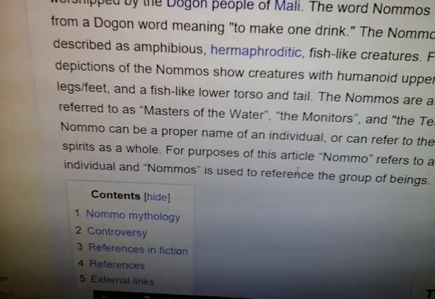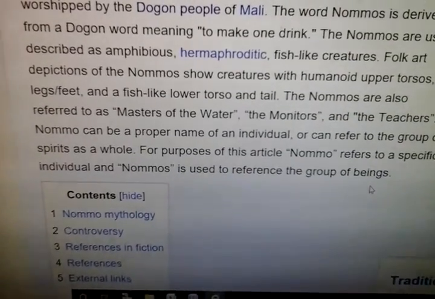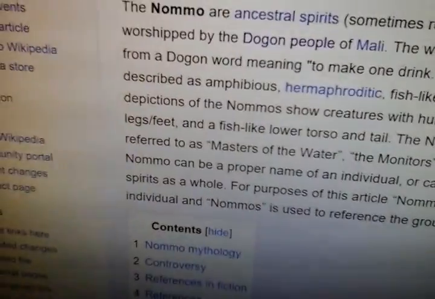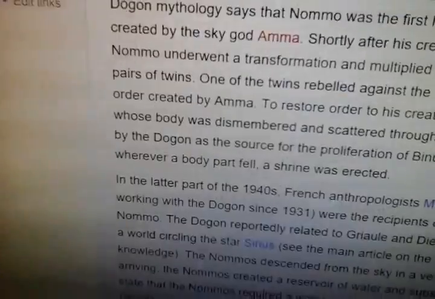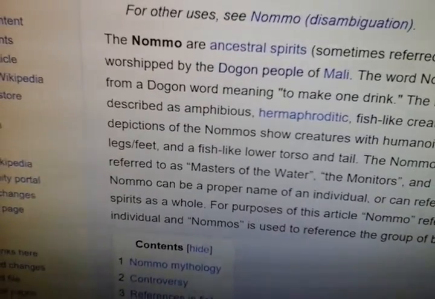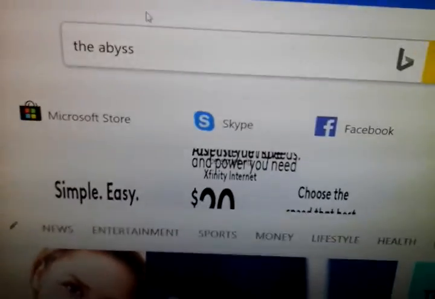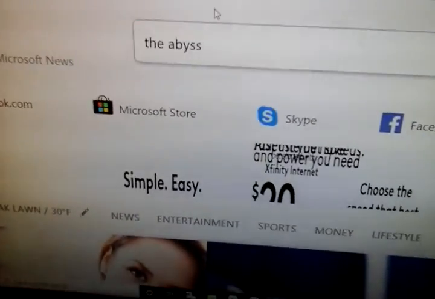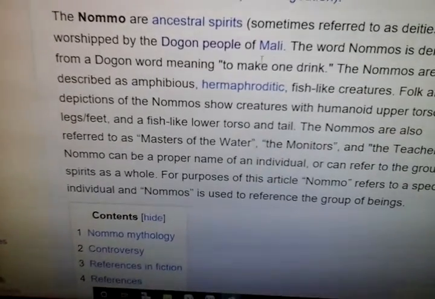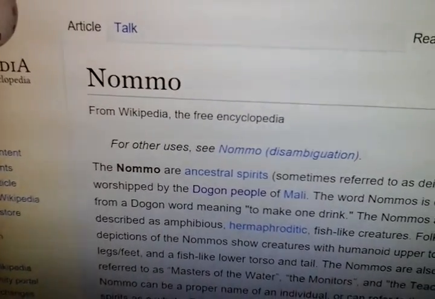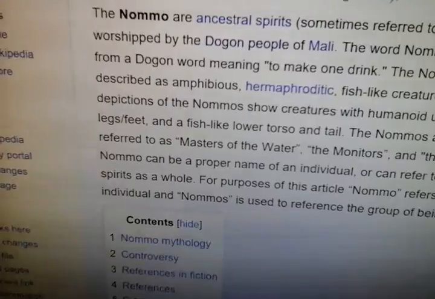Nommo is used to reference the group of beings. Humanoid, humans. So the movie Shape of Water has been exposed. I just exposed Shape of Water that quick. Giving you references, where this stuff comes from. Connecting back to black folks. Because you have multi-dimensional beings. You live on land, you live in water, you live in the goddamn galaxy.